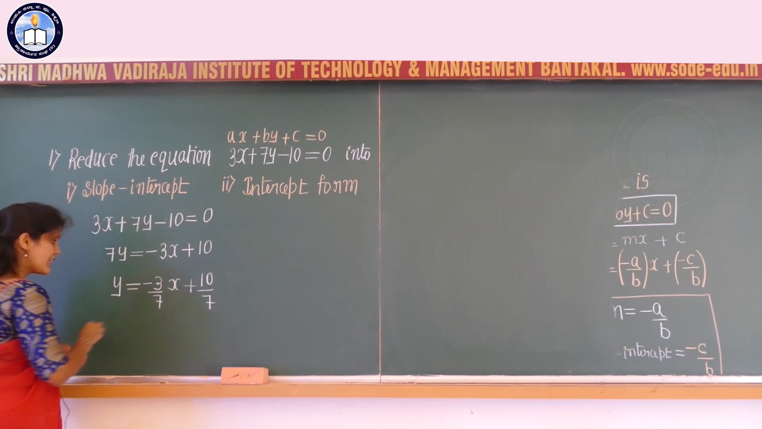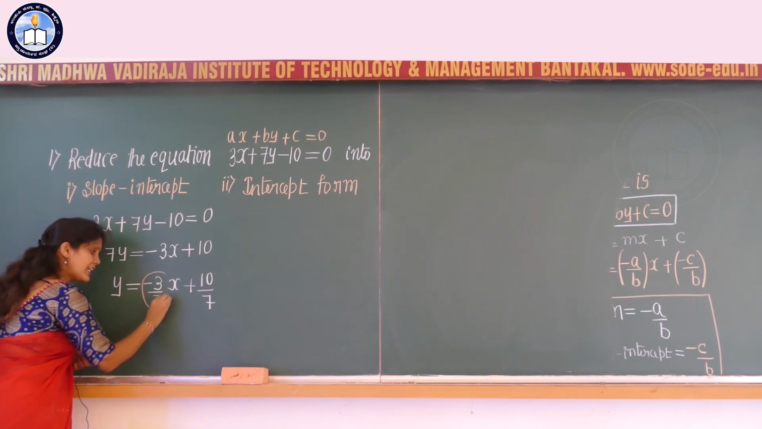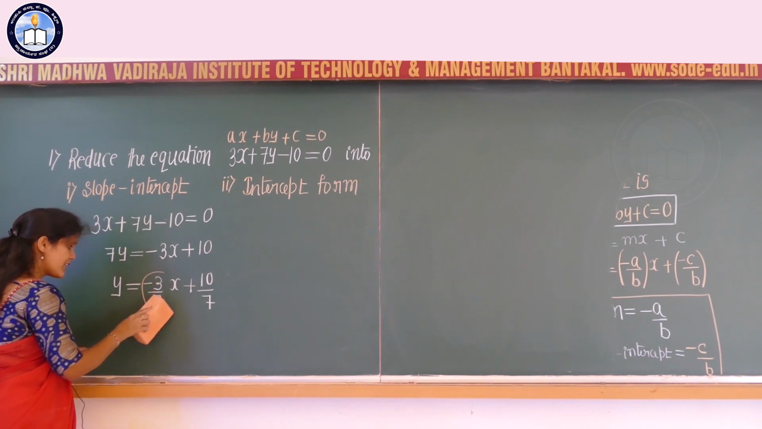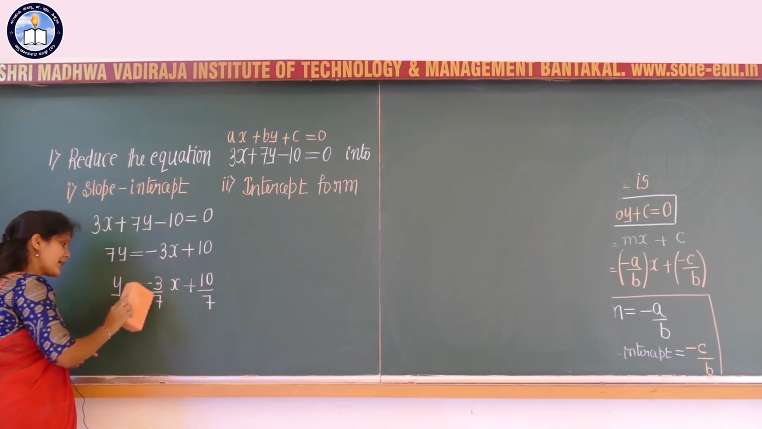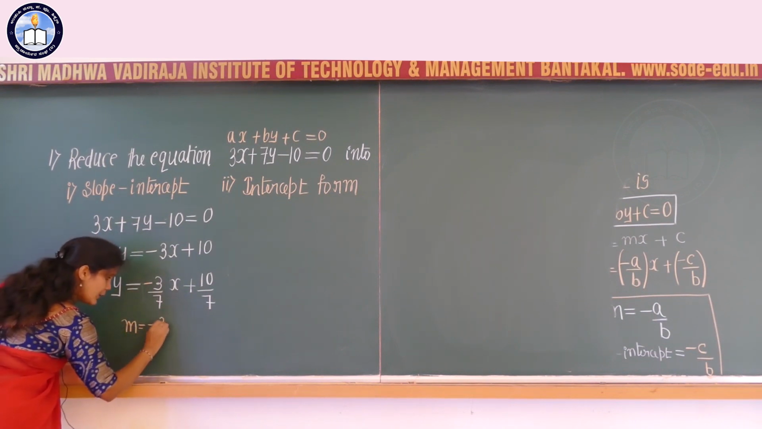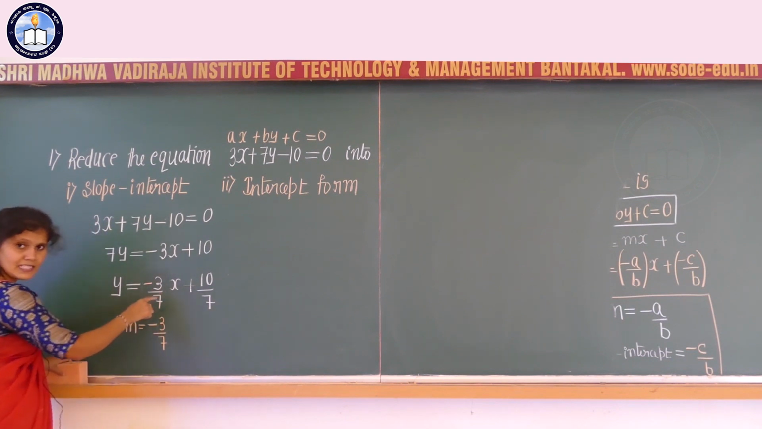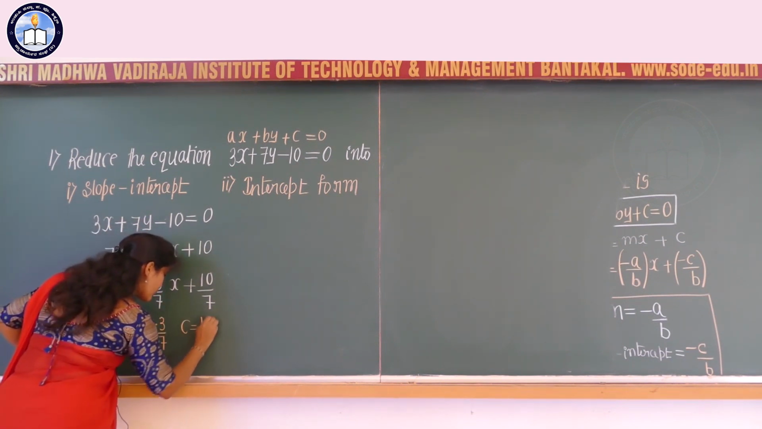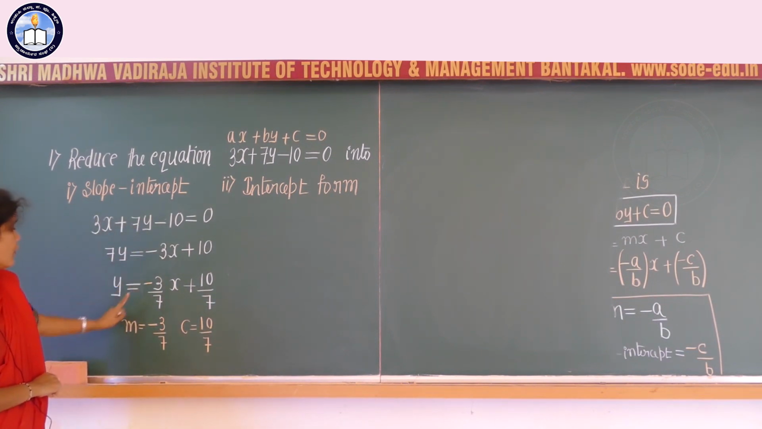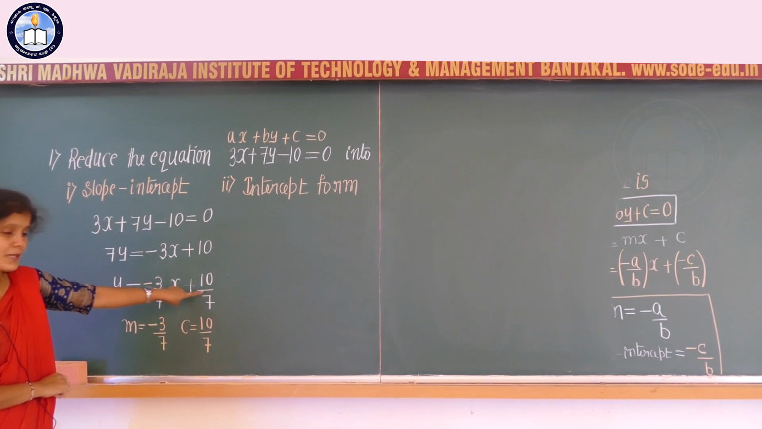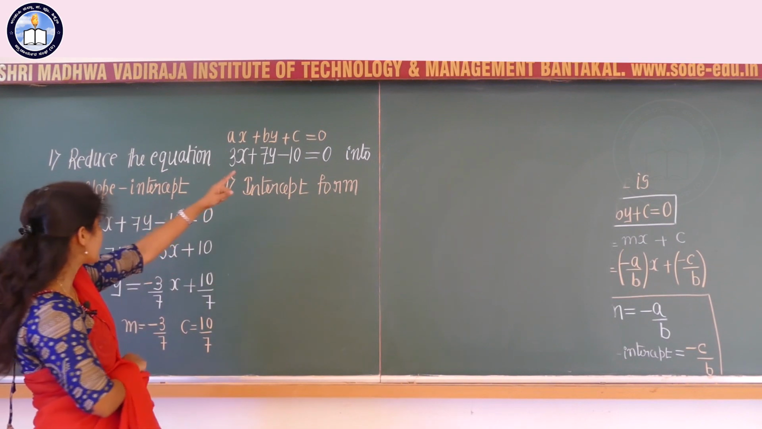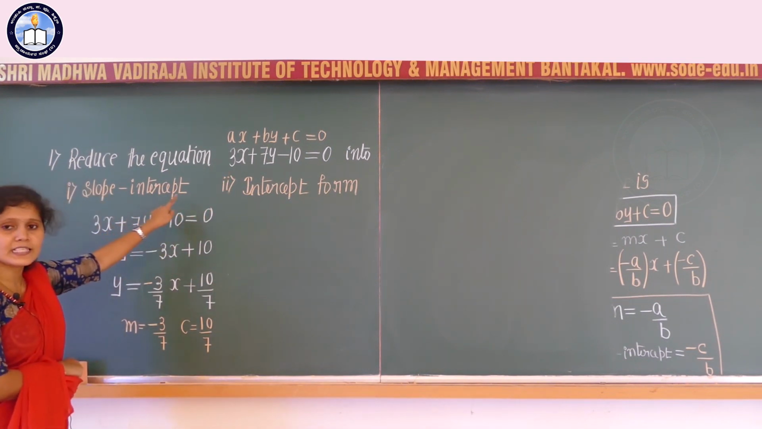What form is this equation in now? That is nothing but y is equal to m into x plus the constant c, correct? So here I can say that value of m is equal to minus 3 by 7 and the value of c is equal to 10 divided by 7. So the equation is present in the form of y is equal to m into x plus c. Therefore we have reduced ax plus by plus c equal to 0 into slope intercept form.